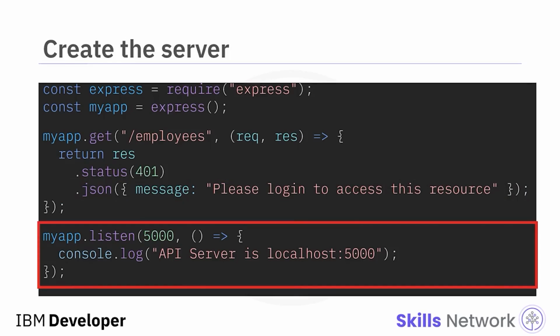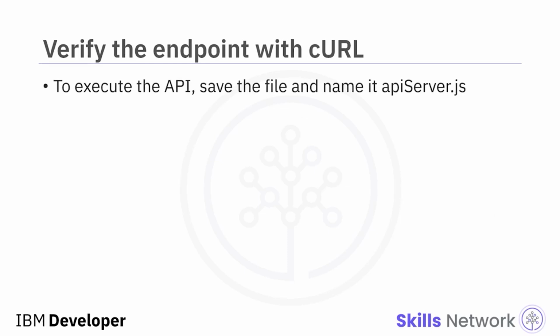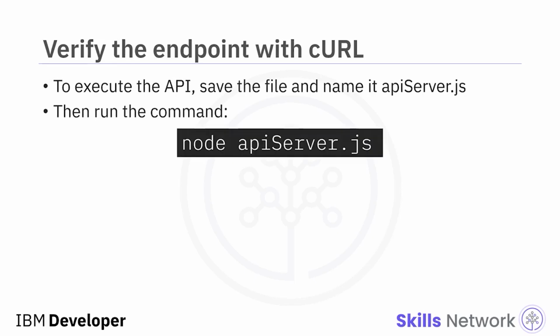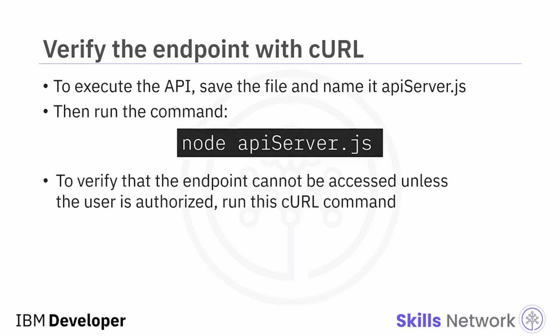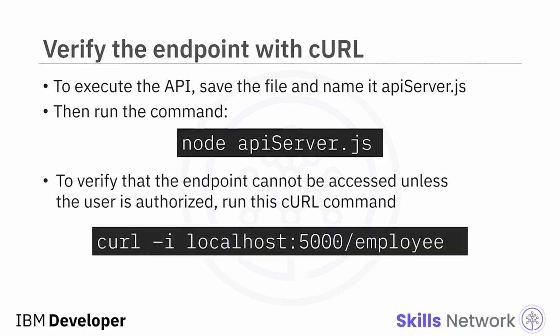5000" to the console. To execute the API first, save the file and name it API-server.js. Now run the command node API-server.js. To verify that the secure endpoint cannot be accessed unless the user is authorized, run this curl command on the screen. In the output, you should see the message, "Please log in to access this resource per your code."